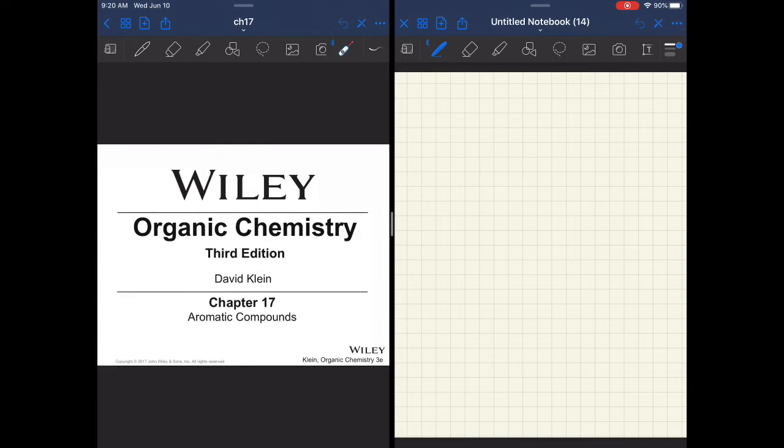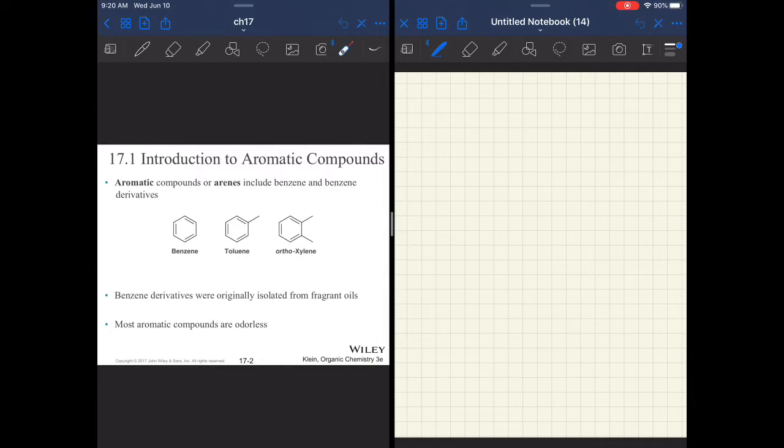So with Chapter 17, let's just start off talking about our basic aromatic structure, the benzene ring. Anything that contains benzene in it, this benzene moiety, is considered aromatic. Benzene derivatives, like what you're seeing here, are fairly simple structures. They're also sometimes referred to as arenes or aryl groups. There are lots of different words that we might use that will indicate that there's this aromatic ring.